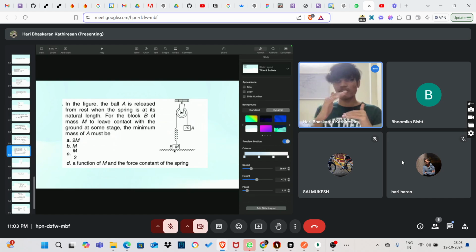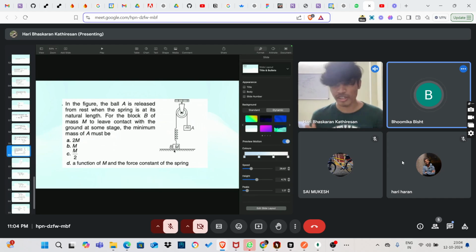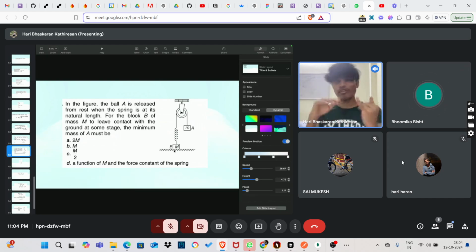It just leaves the ground. So just remember this whenever these kinds of questions come, you take the velocity of that mass to be 0. When it just leaves the ground, the velocity of the mass is 0. The normal reaction force is 0.